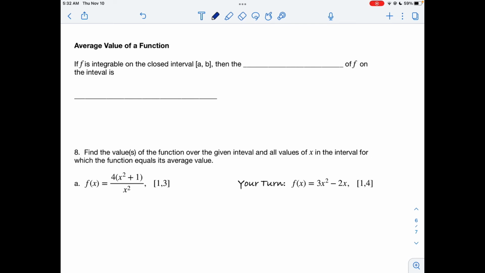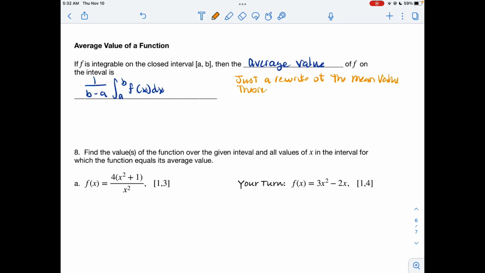Our next theorem is called the average value of a function. If f is integrable on the closed interval from a to b, then the average value of f on the interval is found by taking 1 divided by b minus a times the integral from a to b of f of x dx. What's really cool is that the average value is just the y value of that special rectangle that we talked about in the mean value theorem. So actually, this formula is the mean value theorem just rewritten, and I'll show you how it's done.